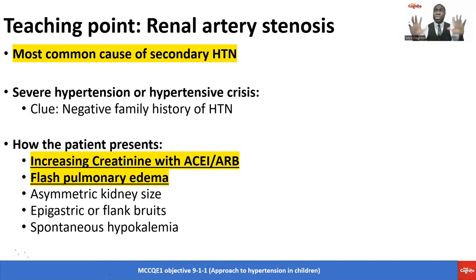Renal artery stenosis. Doctors, please. Renal artery stenosis. You should not miss it. Why? Because common things are common. Renal artery stenosis, flash pulmonary edema, creatinine rising with lisinopril or an ARB. Usually there's no family history, and it's the most common cause of secondary hypertension. While creatinine is rising, potassium is dropping. Renal artery stenosis.